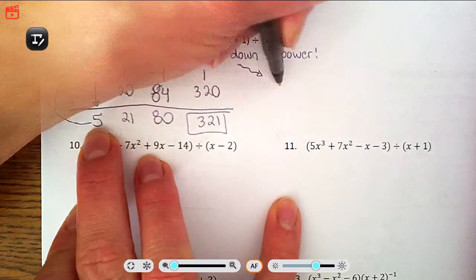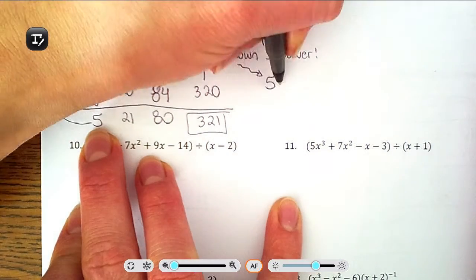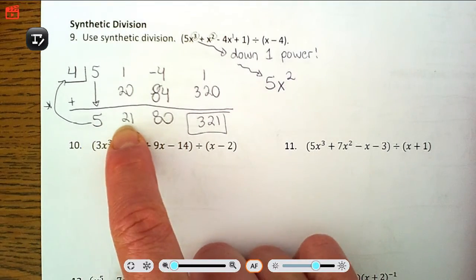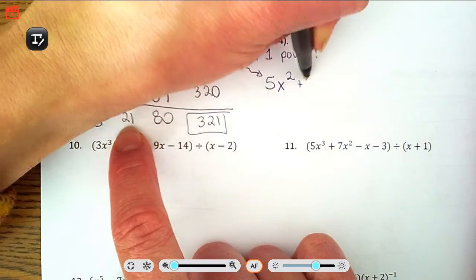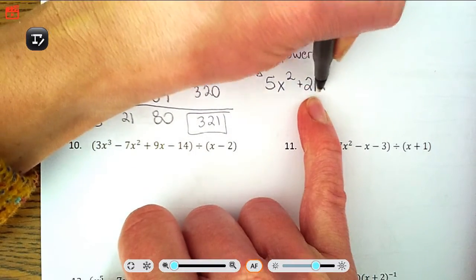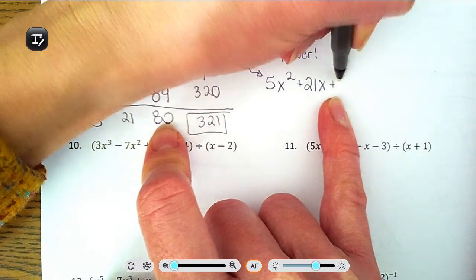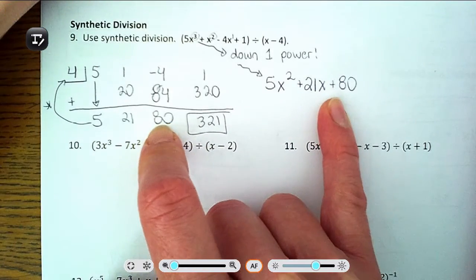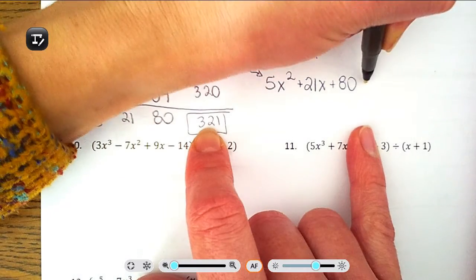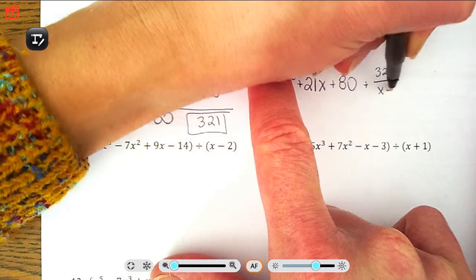So our new coefficient that we start with is a 5, and I want to go down 1 power from the first term, so x to the second. Then keep going through here to the next coefficient, and then go to the term before and reduce by a power, x to the first. Go here to get your next coefficient. Since it's a positive 80, we do plus 80. Now I have a remainder, plus 321 over x minus 4.